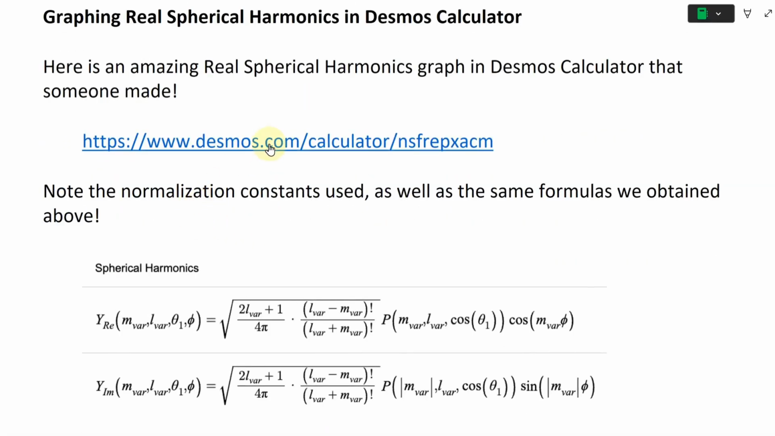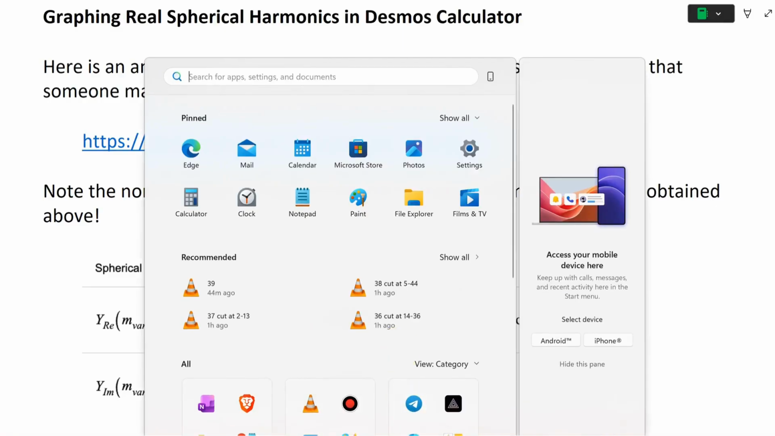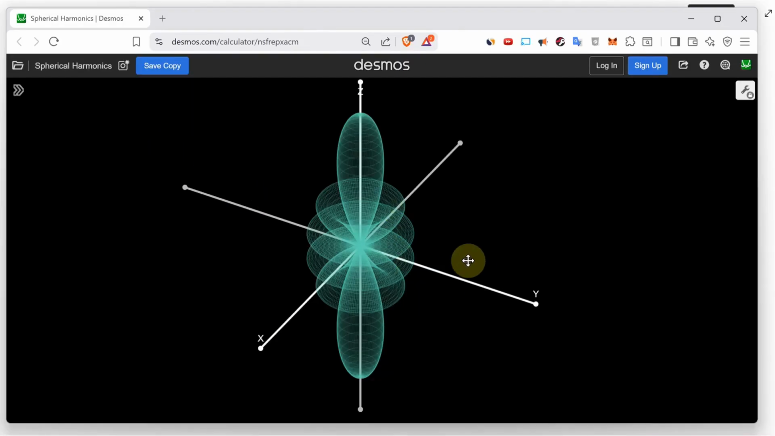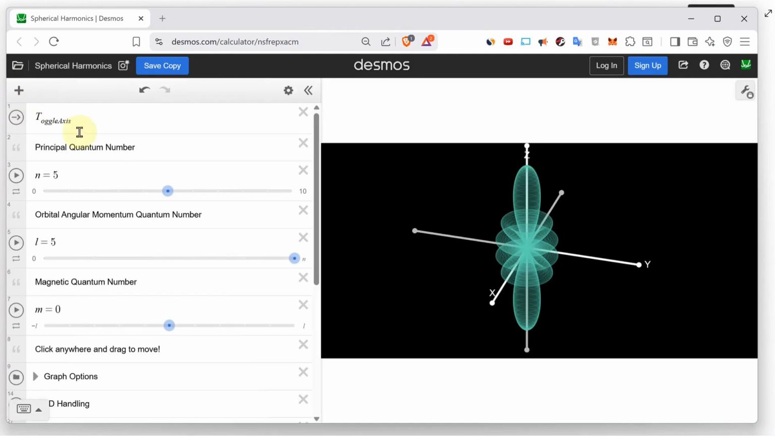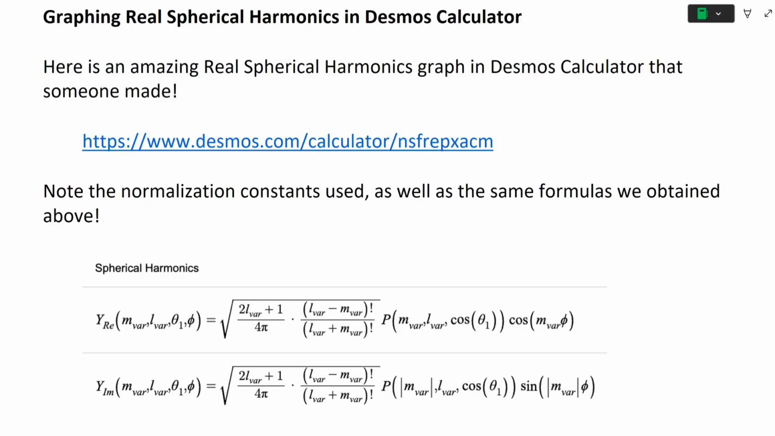First of all, if you click it, what you'll end up going to is just this part right here. So here it is. It's a bit laggy on my computer, my laptop, my Surface Pro. Here there's a bunch of the equations and so on, so there it is for some values. But anyway, note the normalization constants used, as well as the same formulas we obtained above.